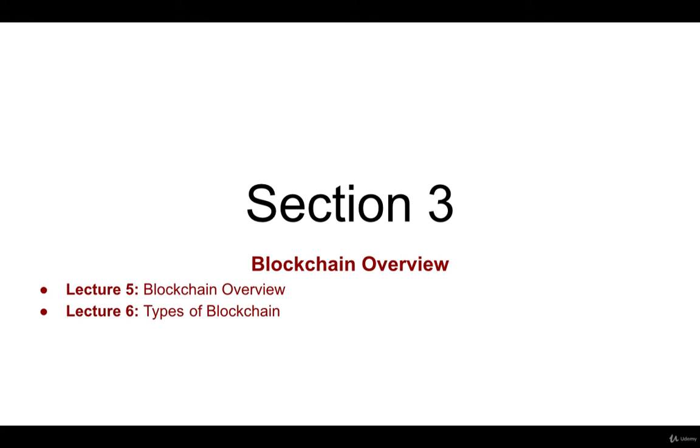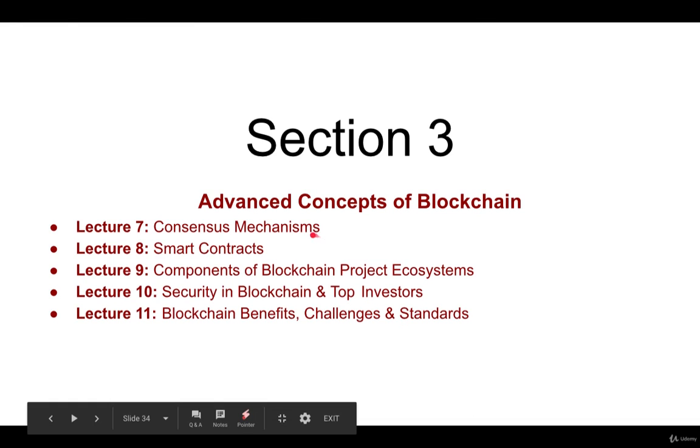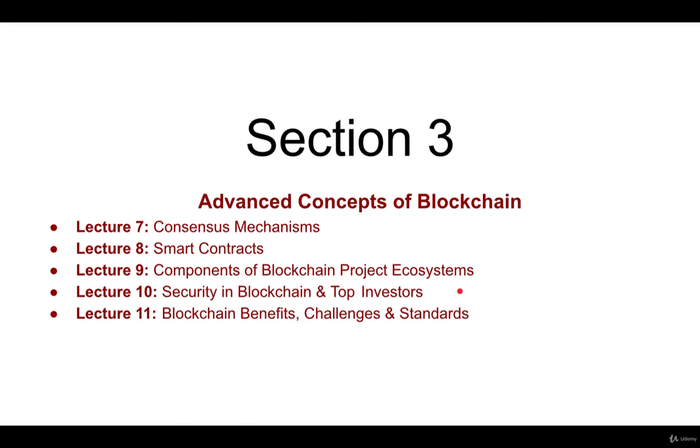So in section 3, we covered blockchain overview and types of blockchain. And in section 4, we will commence with the advanced concepts of blockchain, that is consensus, smart contracts, what is a blockchain project ecosystem, security in blockchain, and blockchain benefits, challenges and standards.